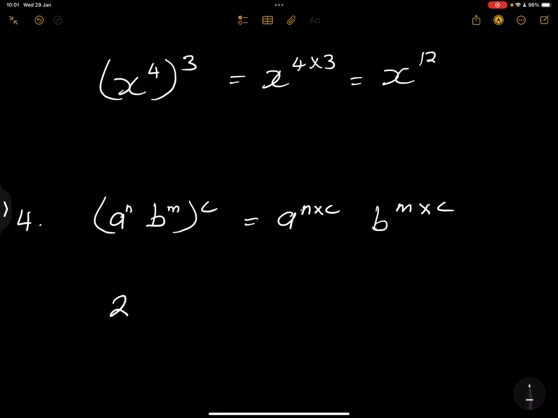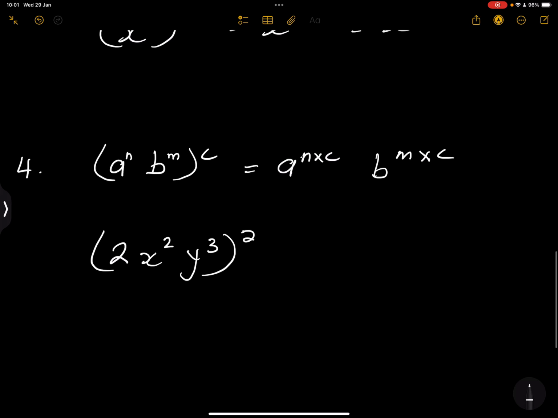So if I were to make an example, if I've got 2x squared y to the power of 3, right? And this is, let's say, squared. Right, now please remember, ladies and gents, that it is not only the exponents that multiply. In this case, the 2 as well, we need to square it.